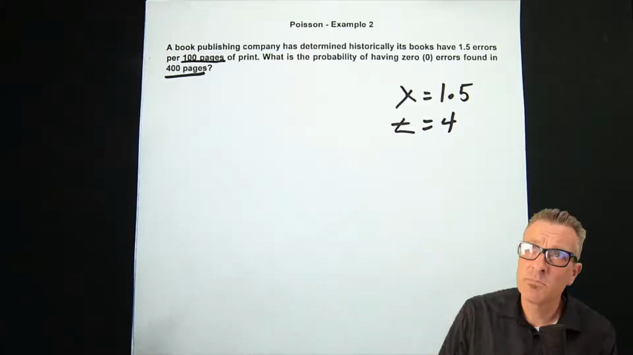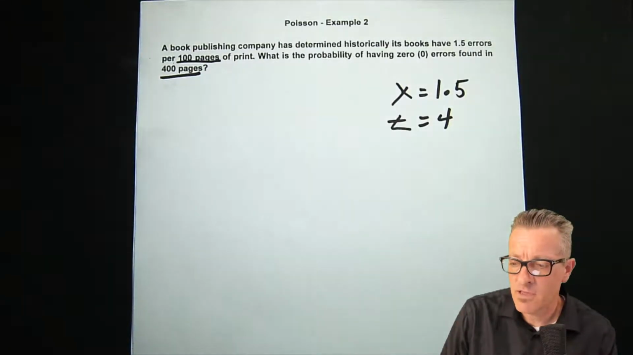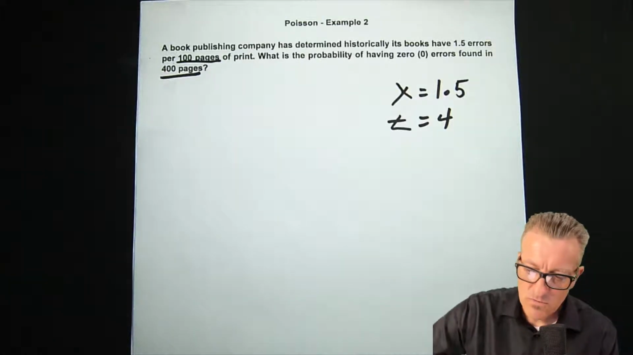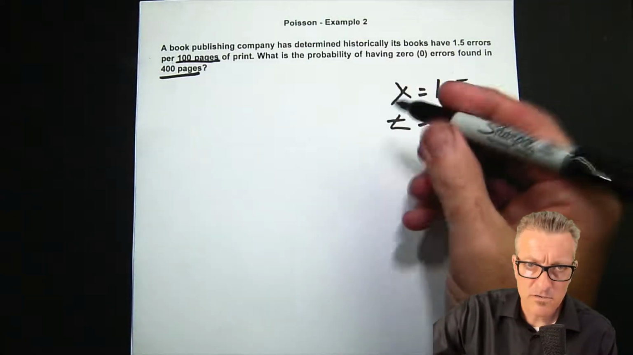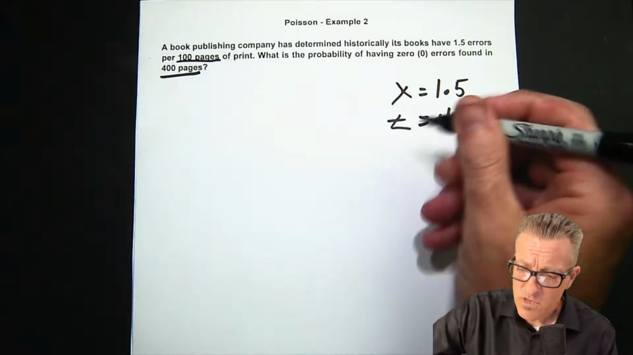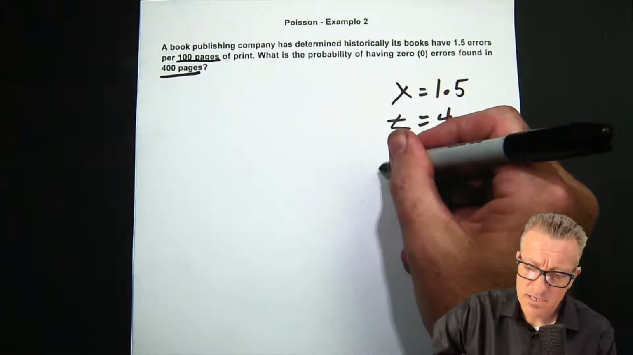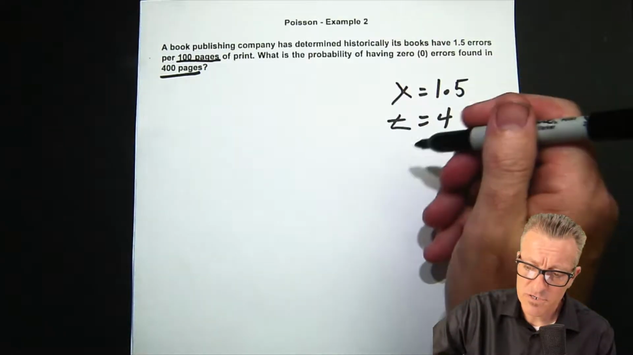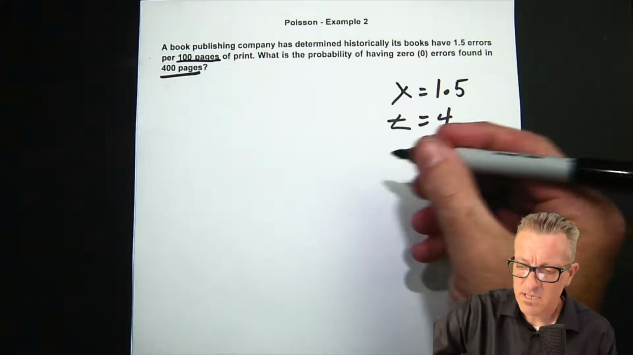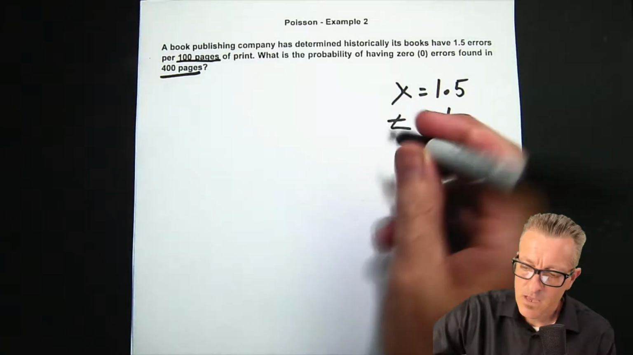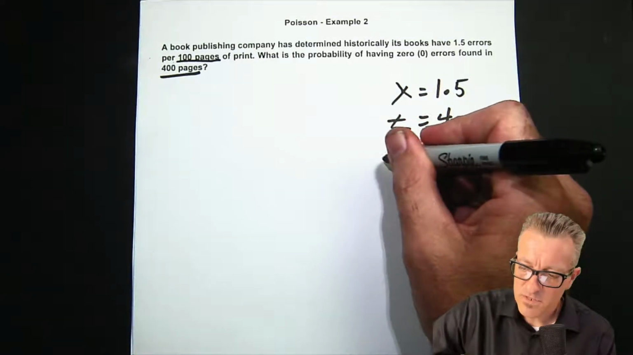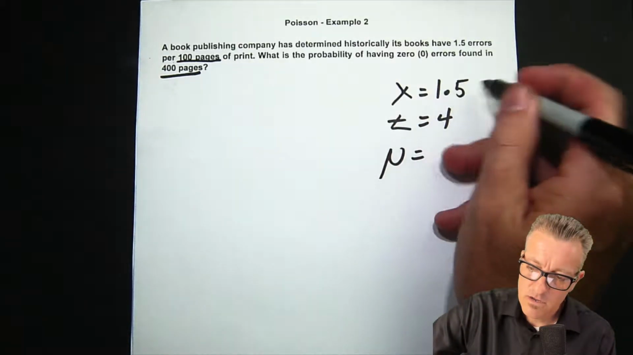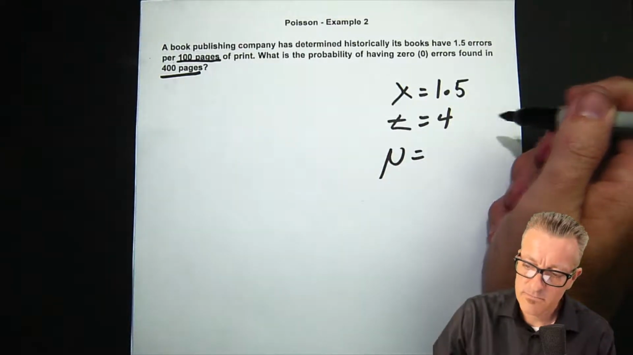As I described in the last video, I used the Poisson parameter, which is known as mu, which should be familiar to you by now. The mu is just multiplying lambda by the time, and that's what we're using as our average. It's a little bit of an easier package, I'd say, to use. So our mu for this one, 1.5 times 4, is 6.